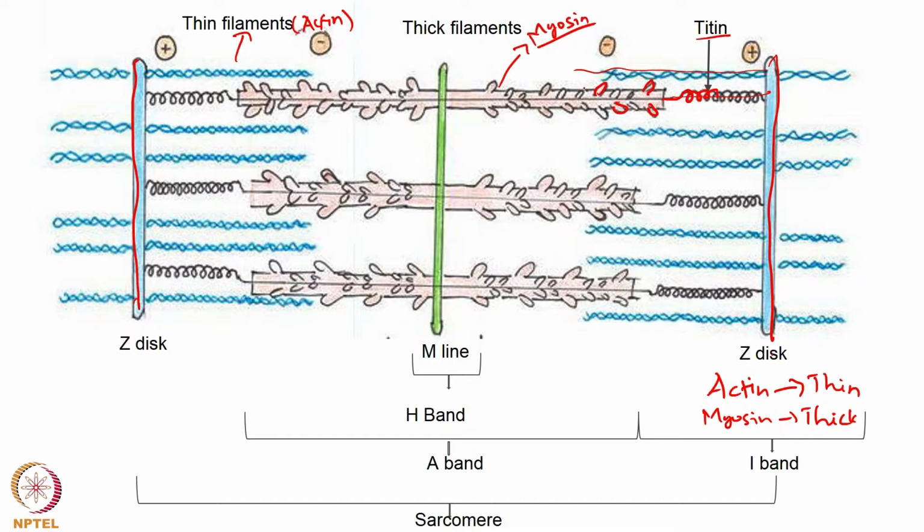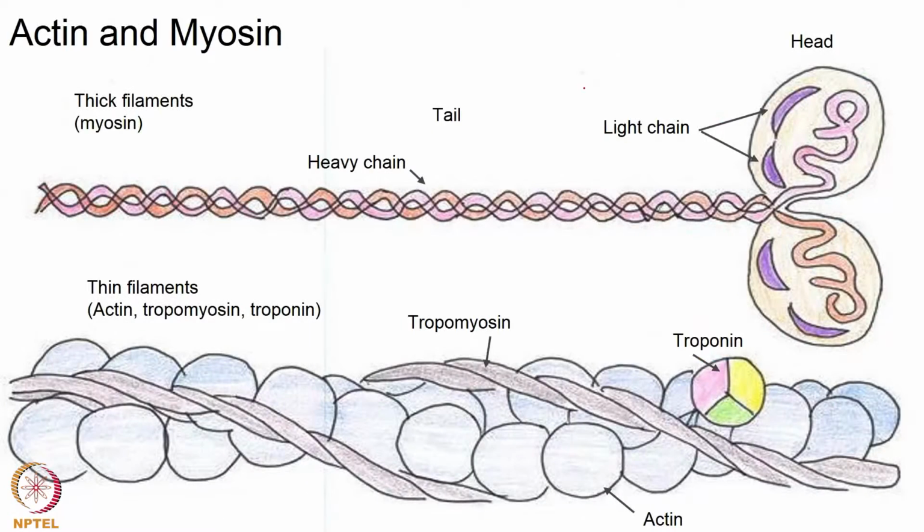Now, what is the thin filament composed of? We need to see that. The thin filament itself is composed of not just actin, but there are other things which are essential for its function. Actin is a crucial component of course, and it contains what are called active sites or binding sites. These are the sites to which the thick filament's head can attach.